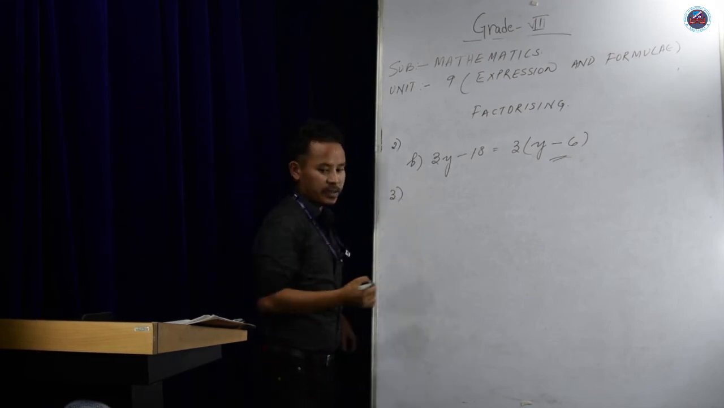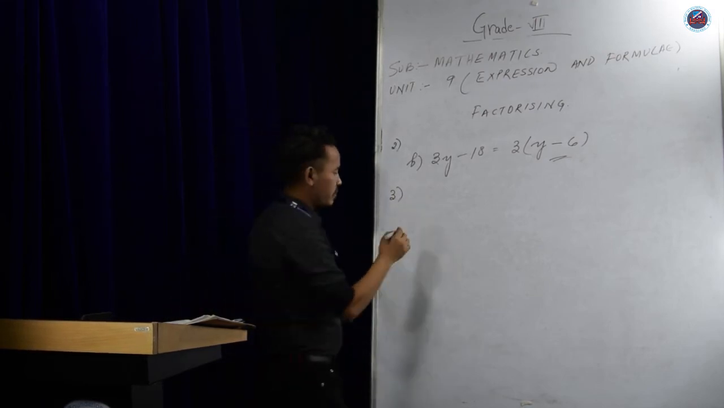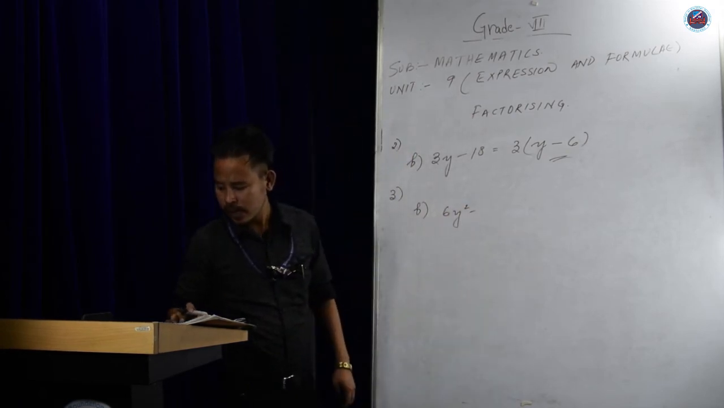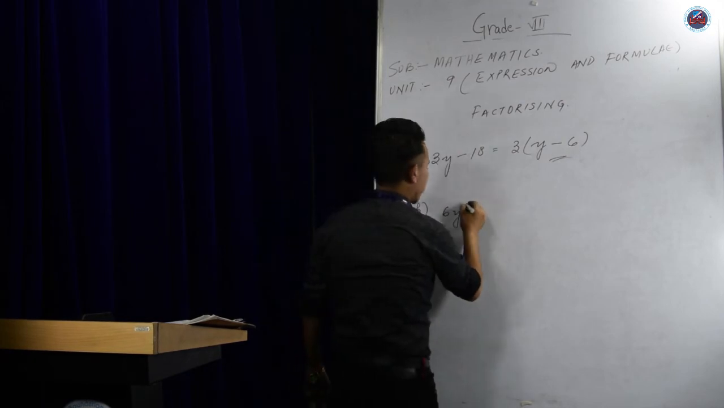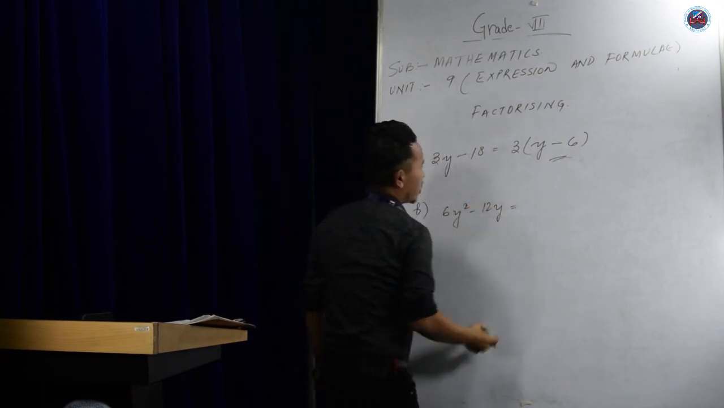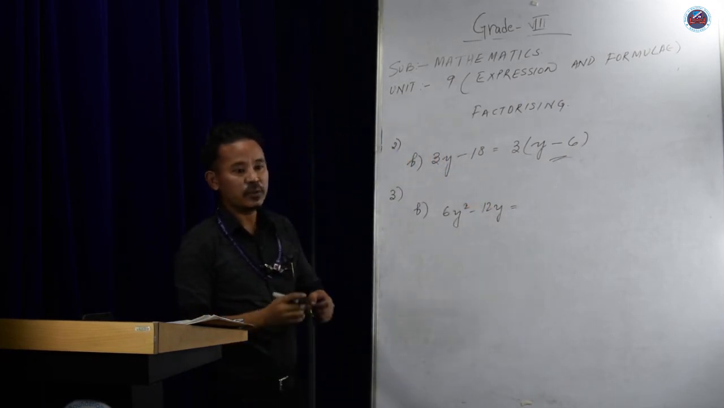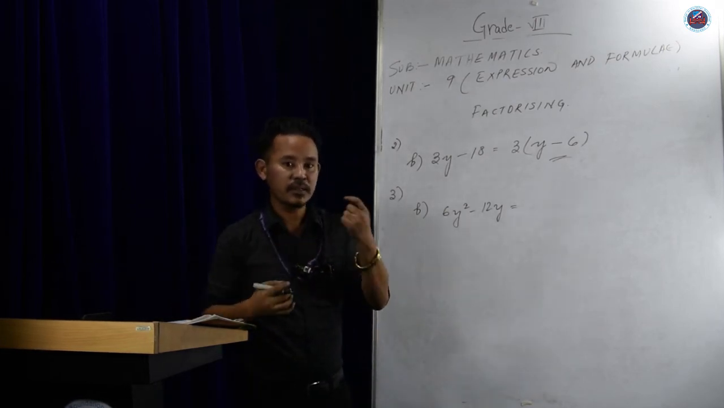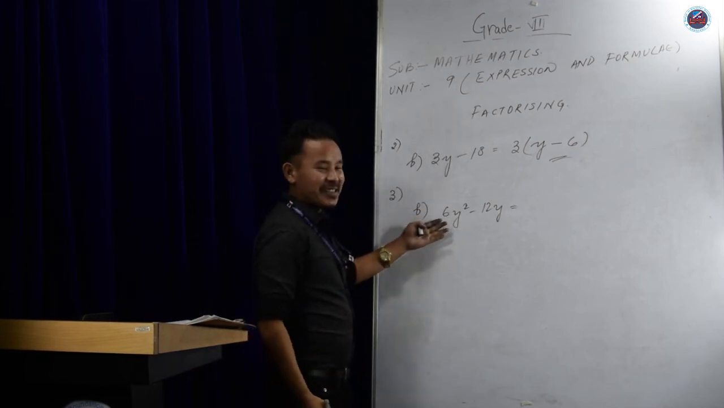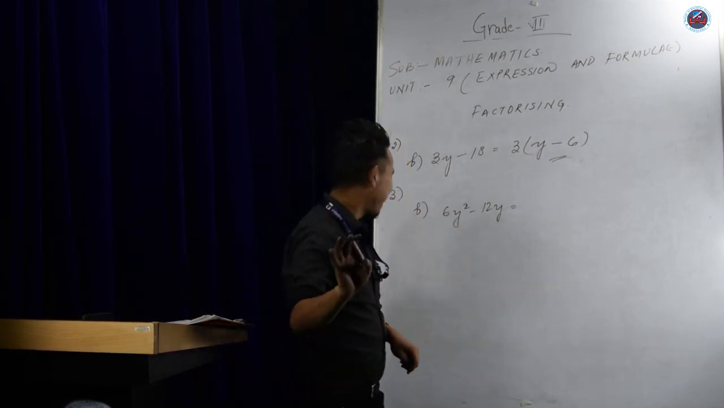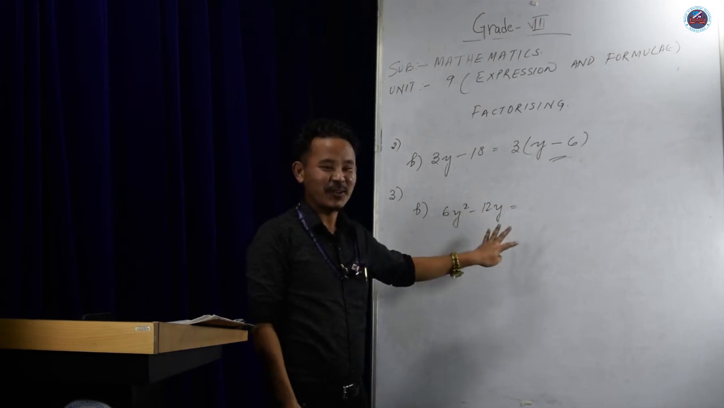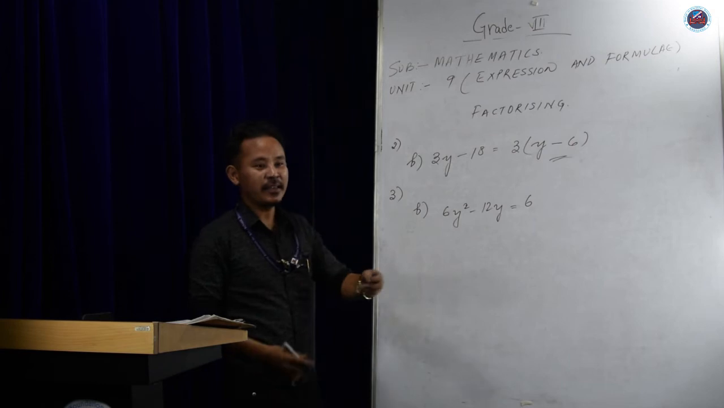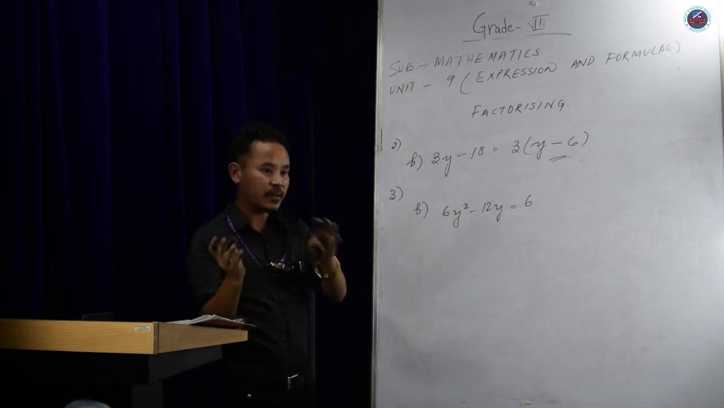Okay, from number 3, let me do one more sum. 6y squared minus 12y. It's all the same. It's very simple. Once you get to know how to do one sum, it's just at your fingertips. 6y squared minus 12y. Okay, so we can see here 6 and 12 are both multiples of 6, right? Yes or no? Yes.